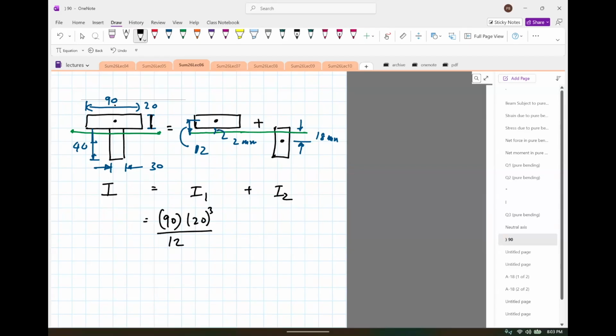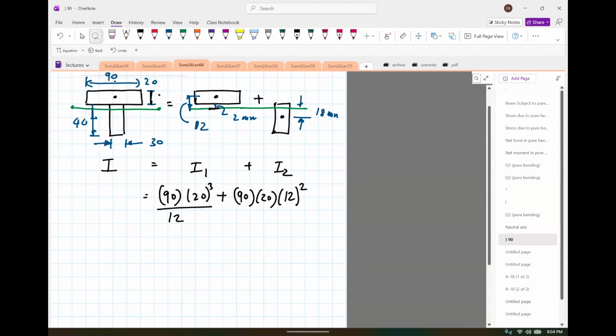But the problem here is that the centroid for the composite figure is about the green line. It's not about its centroid. So we need to find the inertia about the green line. In order to do that, we use what is known as the parallel axis theorem, which says that if you want to find the inertia about another line, like the green one, all you do is take the area of this section, so 90 times 20, and then multiply it with the distance squared, the distance of the neutral axis from the centroid squared. So in this case, the distance of the neutral axis, green line, from the dot, is 12. You square it. So this will be I1.